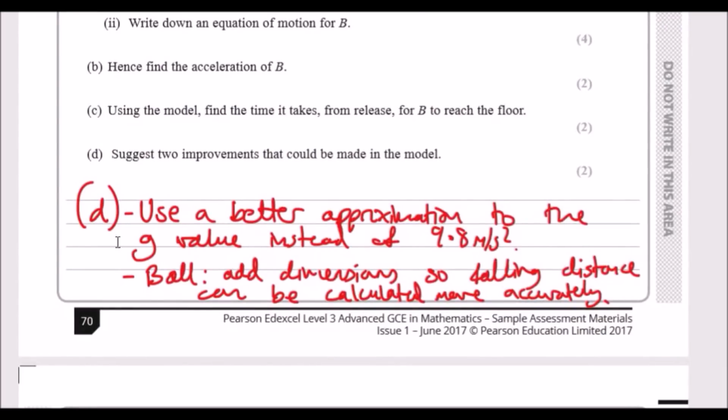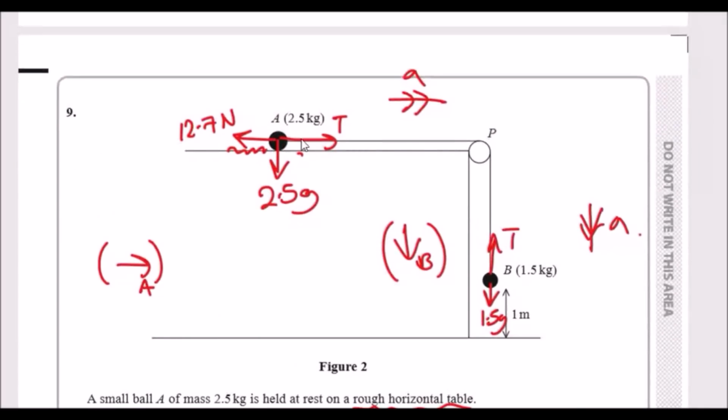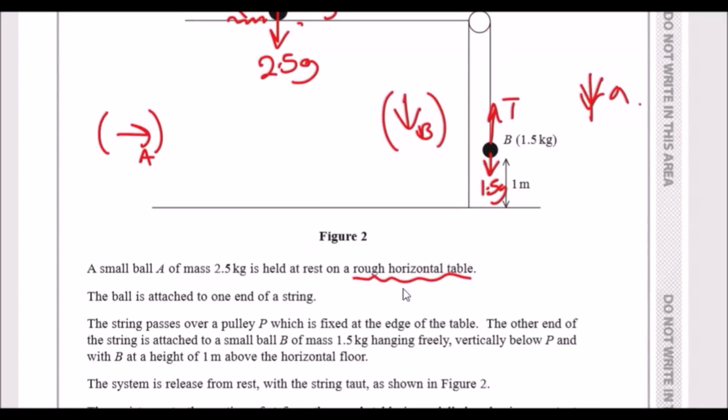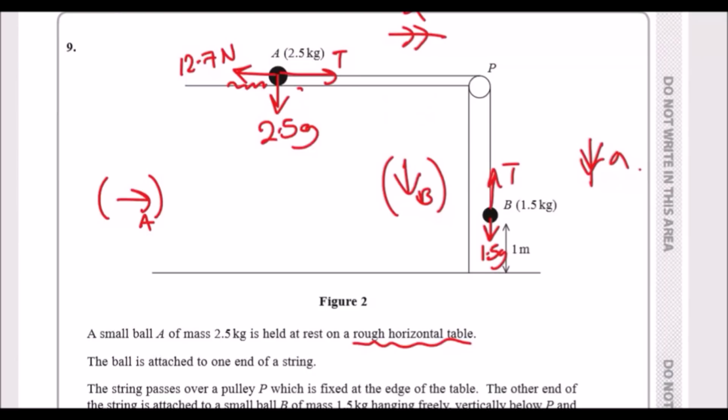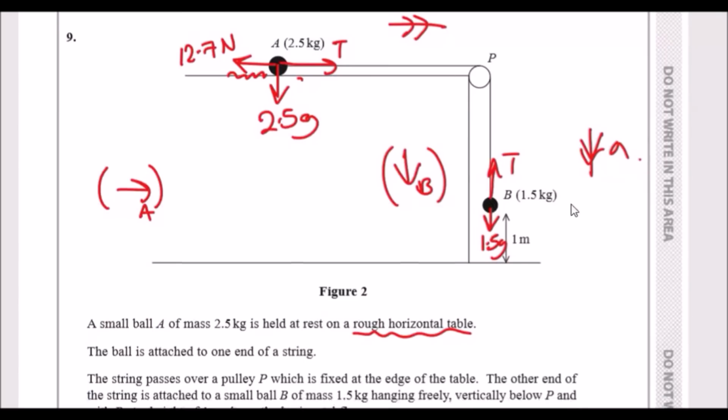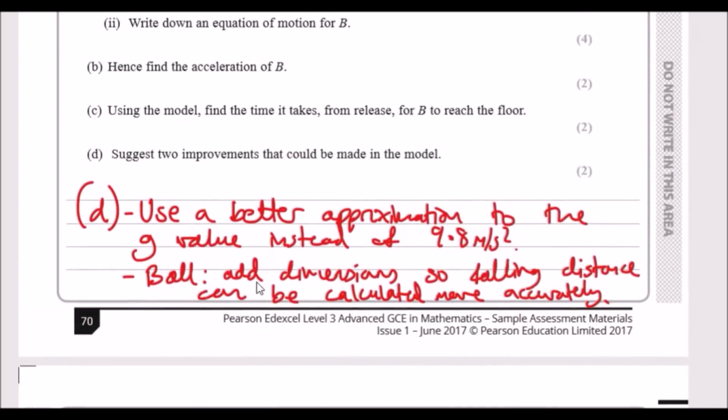And I also talked about the ball. Because we don't know much about the ball, we model it as a particle. And a particle has no dimensions. If we get the ball's actual dimensions, then it would actually change, for example, the speed of the ball falling down. Things with actual dimensions will affect the ultimate motion of the ball. So I wrote here: ball, add dimensions so falling distance can be calculated more accurately.